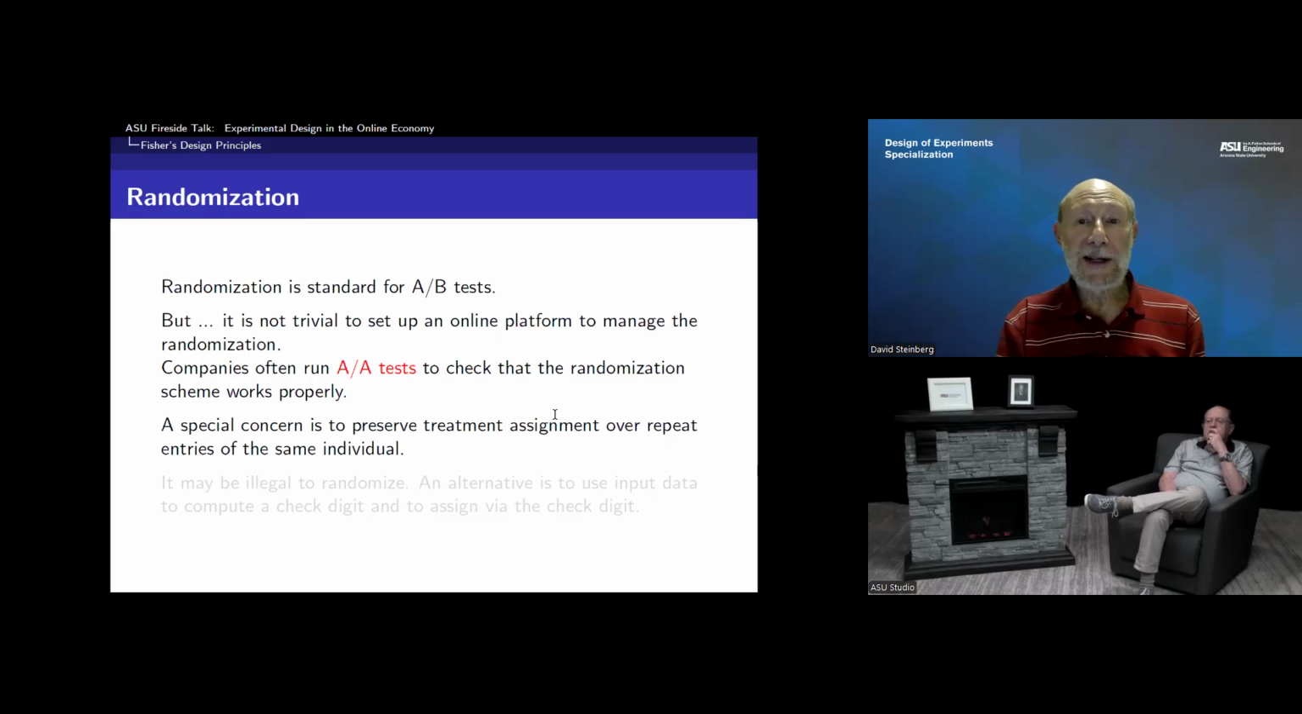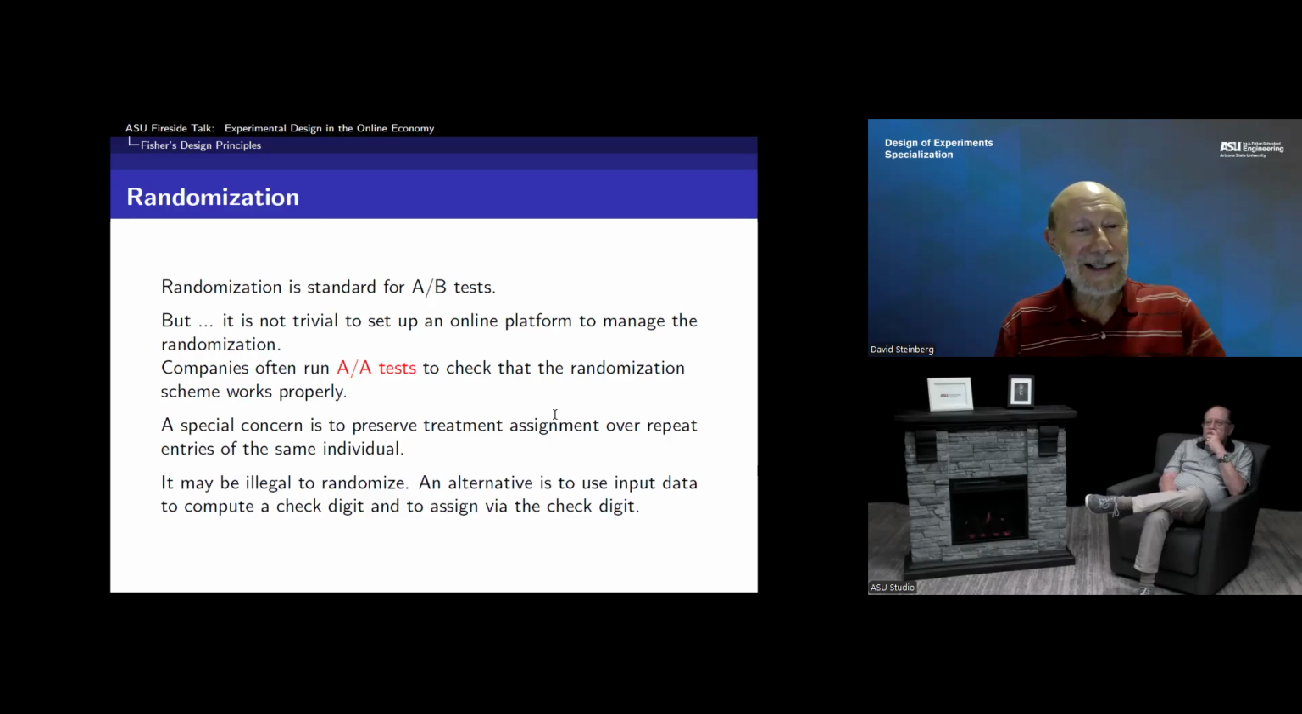One concern, of course, with the internet is you may have repeat entries of the same individual. And if so, you want to make sure you preserve treatment assignments. It's a special feature of internet experiments. In some cases, and this was the case with our interest rate experiments, it's actually illegal to randomize. So there are various laws in the U.S. governing financial arrangements that made it illegal to randomize. What we did as an alternative was we simply computed check digits from the background data on everyone, and these come out more or less random, and that was what was used to assign the loan applicants to different experimental groups.